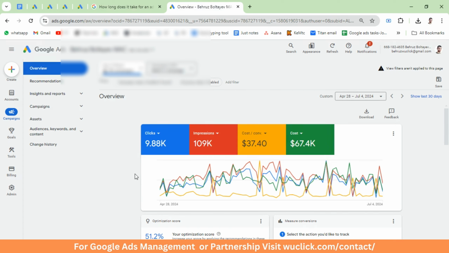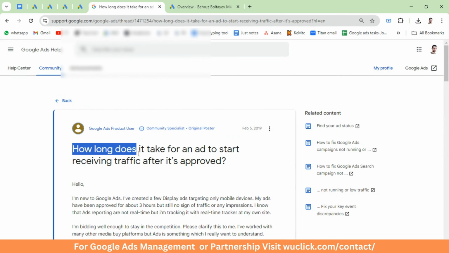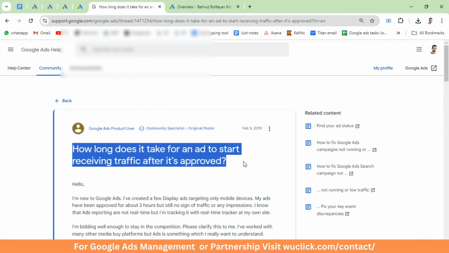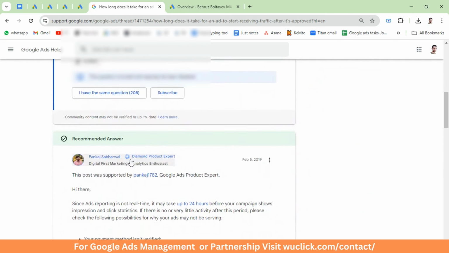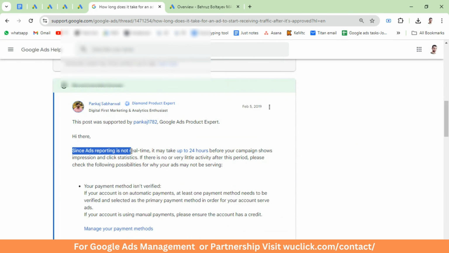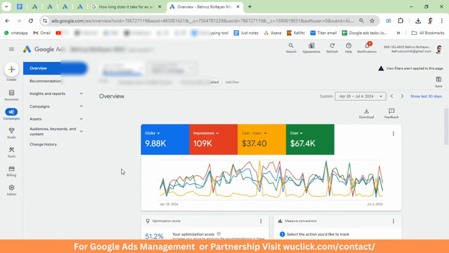So I found something which you might be asking in the first place. How long does it take for your ads to get approved? This is an article from Google Ads documentation. How long does it take for an ad to start receiving traffic after it's approved? And here is an answer. Since ad reporting is not real time, it may take up to 24 hours before your campaign shows impressions and click statistics. So in my case, I've seen the ads get approved after 6 to 12 hours.